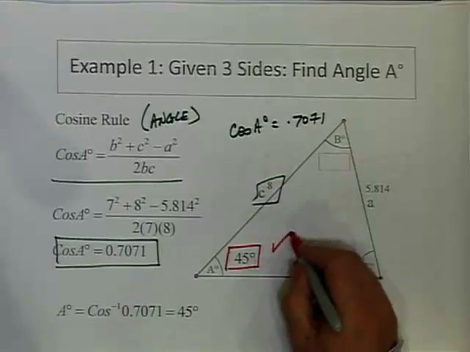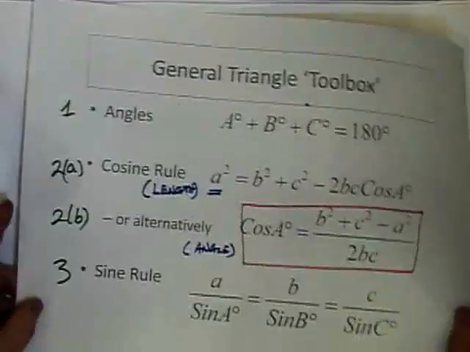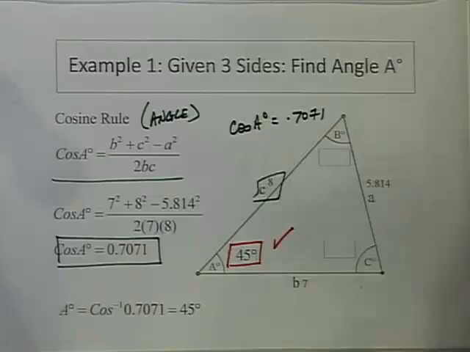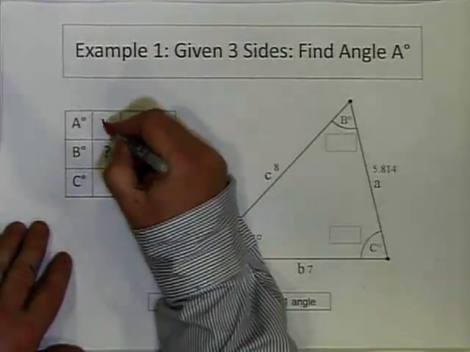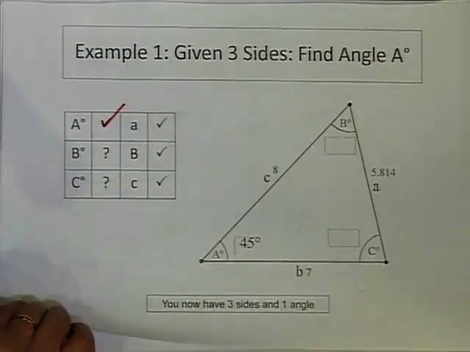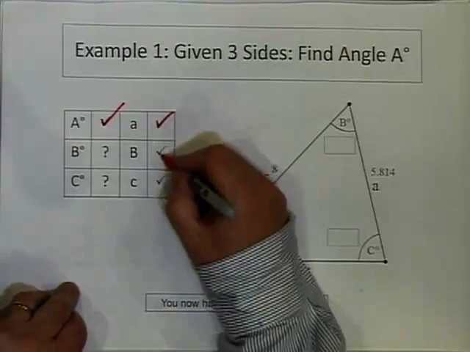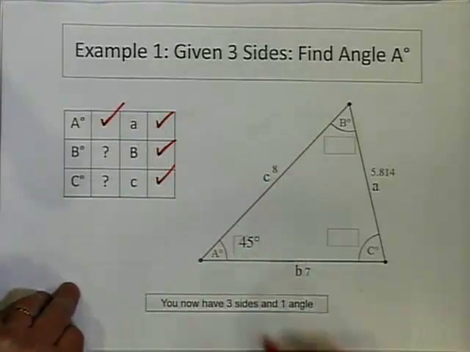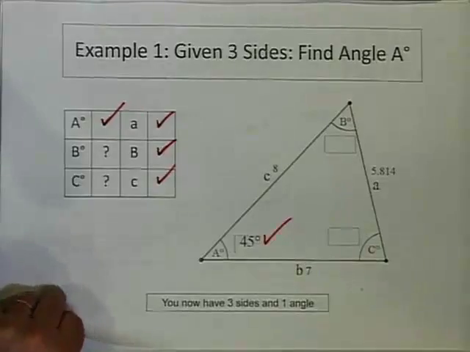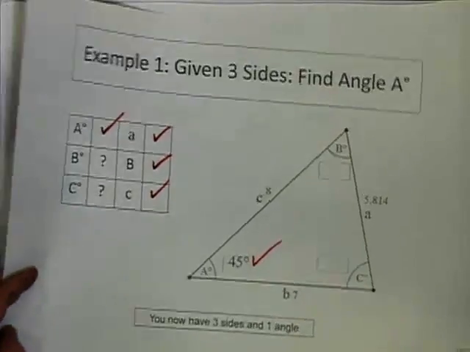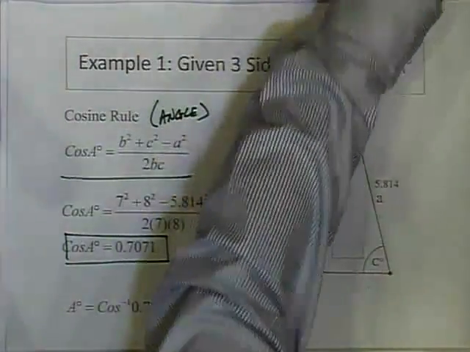So I've got 45. I now know another thing about it. If I look up here, I've ticked my A box. So in addition to the three sides, I've got my A, I've got my 45, I'm making progress. Is that okay? Next one.